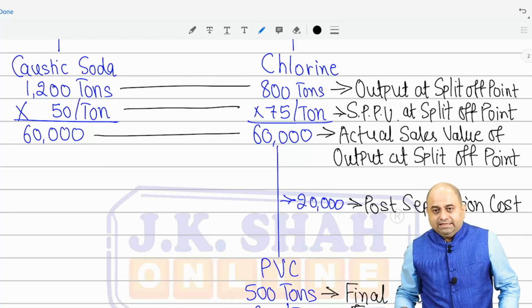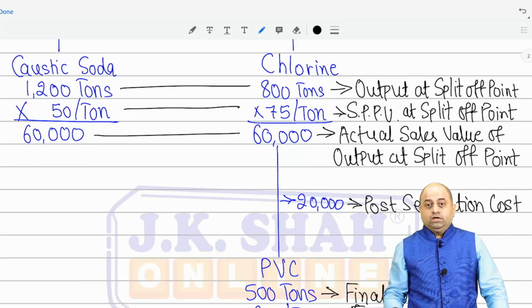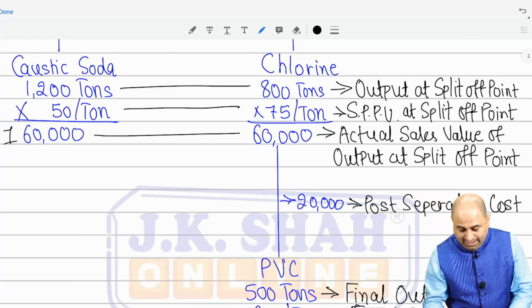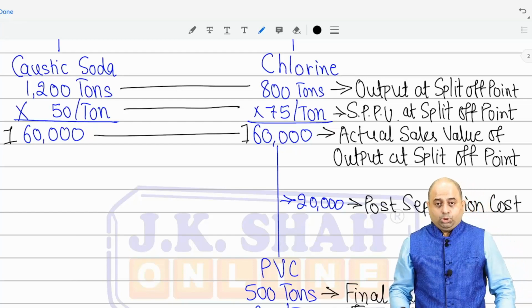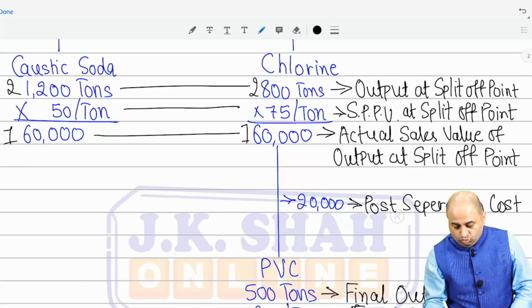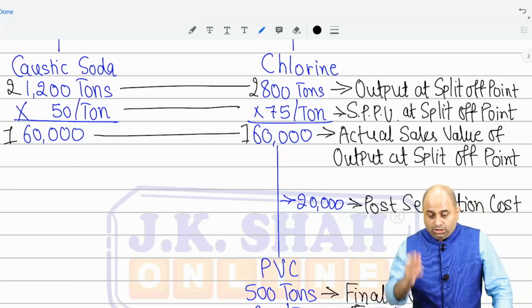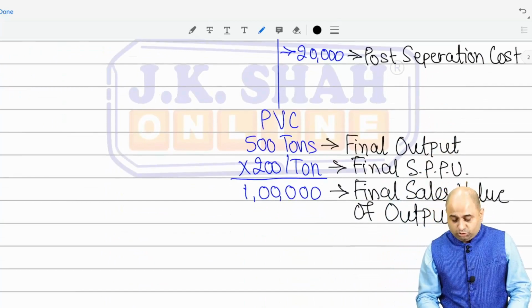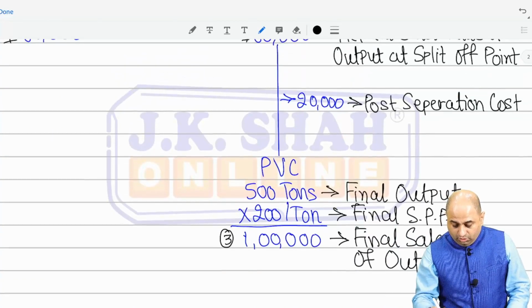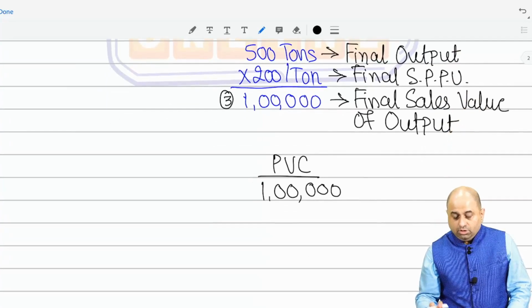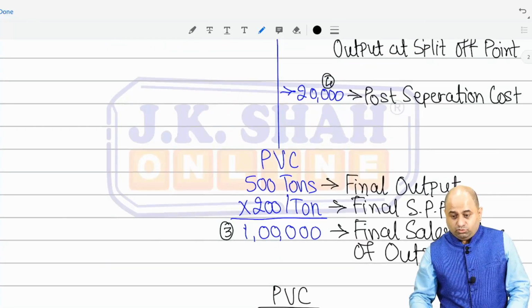Now look at the required part. First it says apportion the joint cost on the basis of sales value of output at split off point. I'll write 1 at both places so that you realize on what ratio you are dividing, that is sales value of output at split off point. Physical unit method, I'll write 2, and in that ratio you can apportion. Estimated net realizable value, I told you it is final sales value of output minus post separation cost. I'll just number them 3 and 4 for your understanding purpose, but still for PVC final sales value is 1 lakh, post separation cost as you all can see is 20,000.